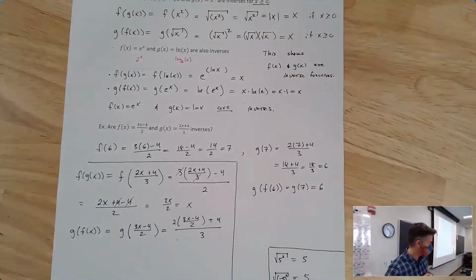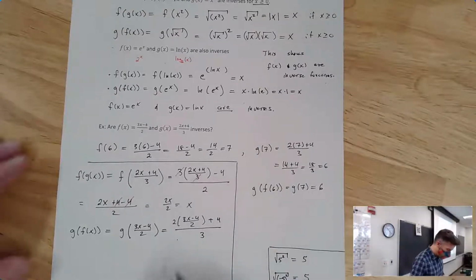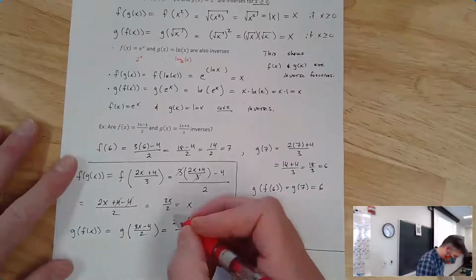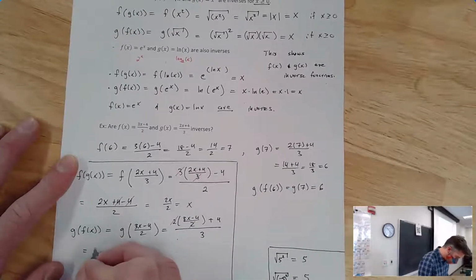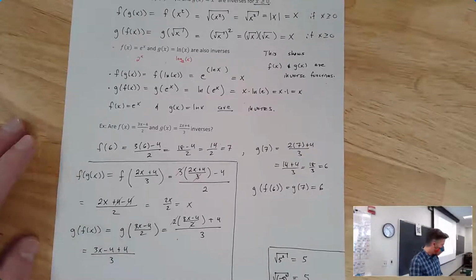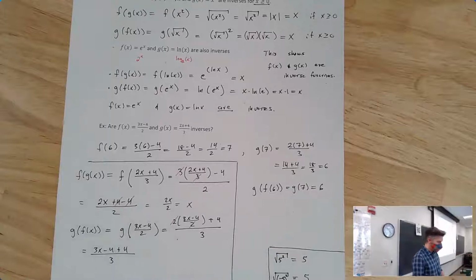All right. Yeah, so looking like pretty close to done. So first, I'm going to cancel the 2's and get 3x minus 4 plus 4 all over 3. The thing is, right here, you can't really just cancel the 3's, because these 4's are each getting divided by 3 as well. So if you really wanted to cancel the 3's next, you could do this, although it's kind of weird.